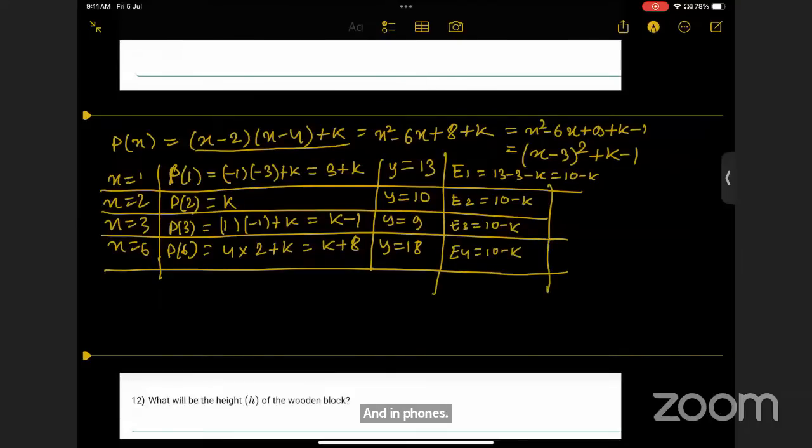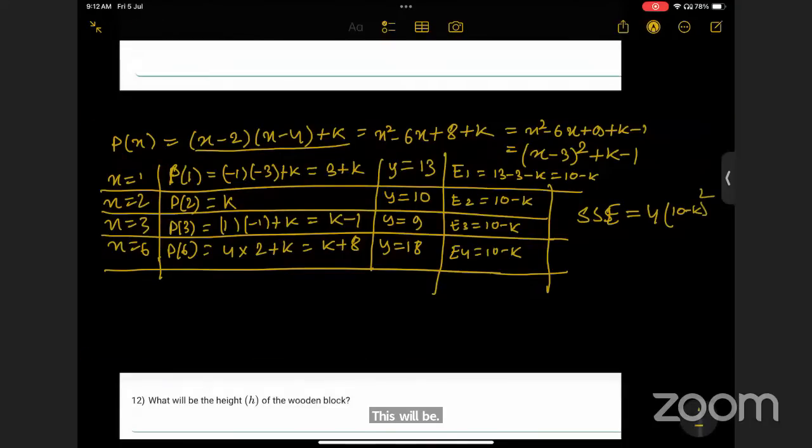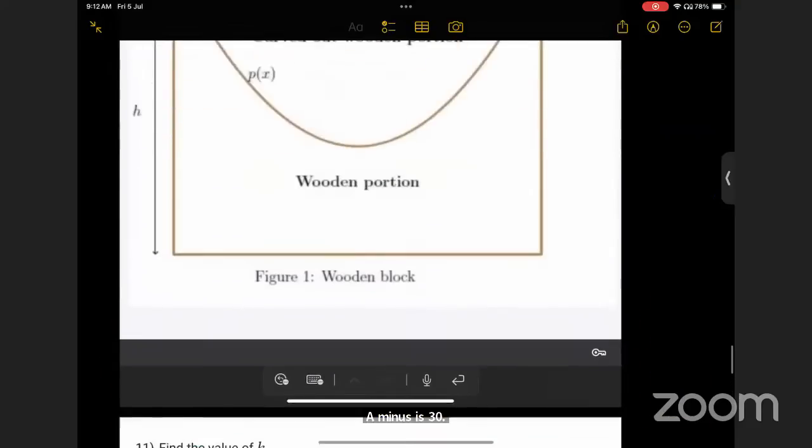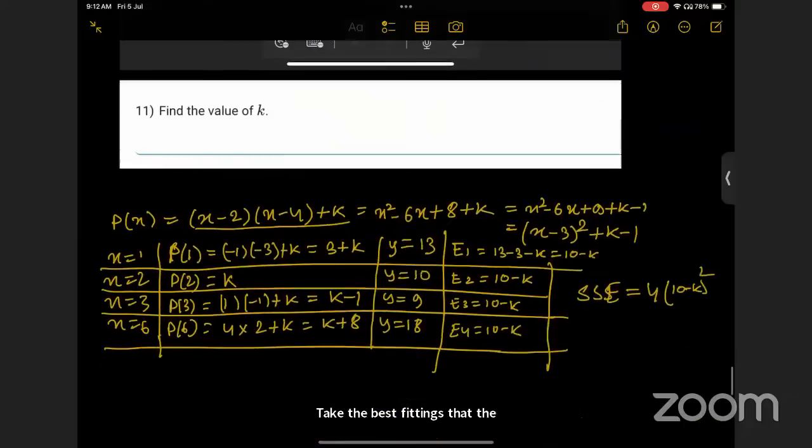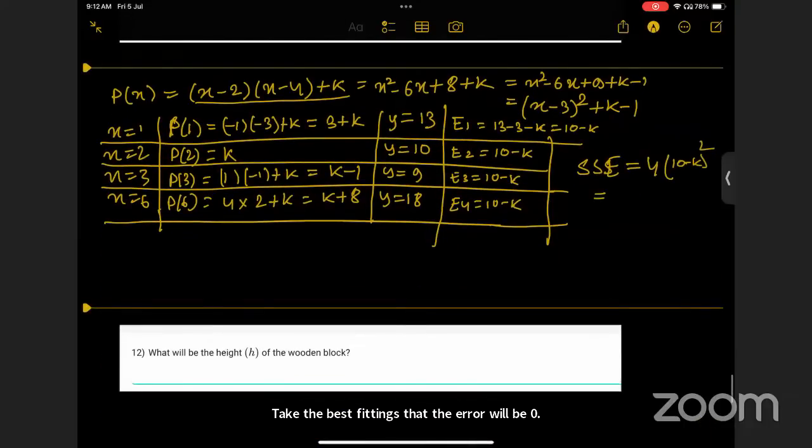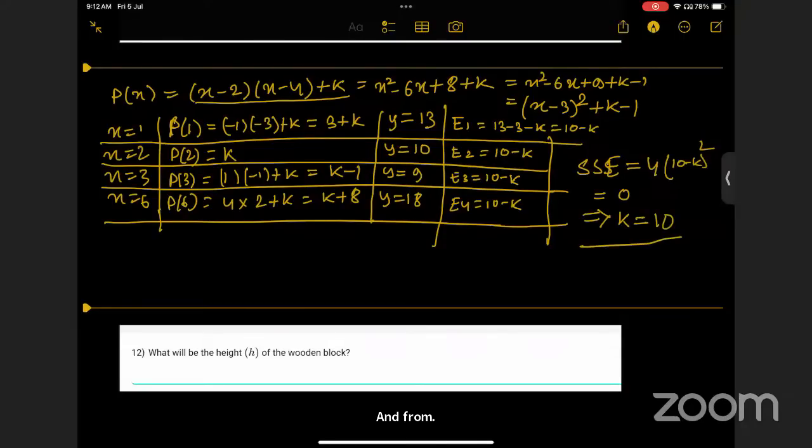So from the SSE method, we can see that this will be (10 minus k) squared, right? If we get the best fit, that means the error will be 0. So the squared sum of the error will be 0, right? And from here we can find the value of k, which is 10. Is it okay? Yes, ma'am.